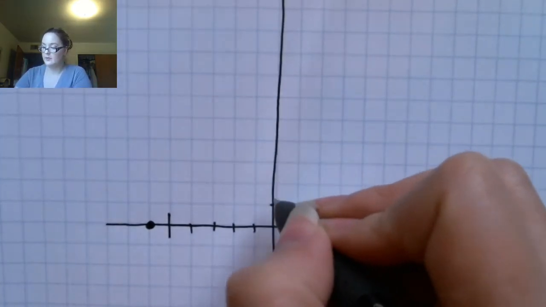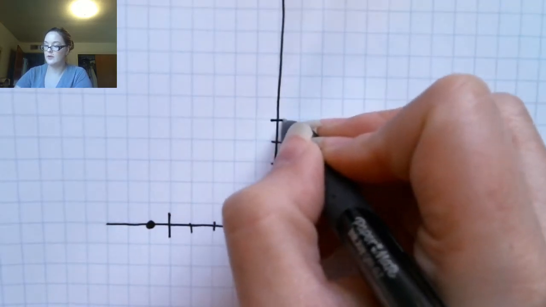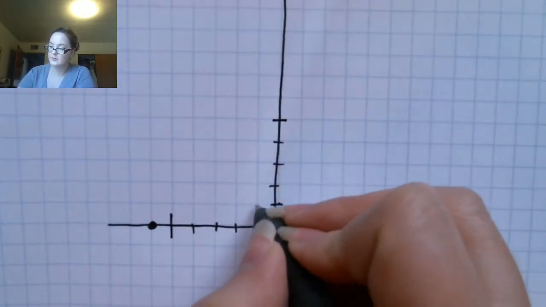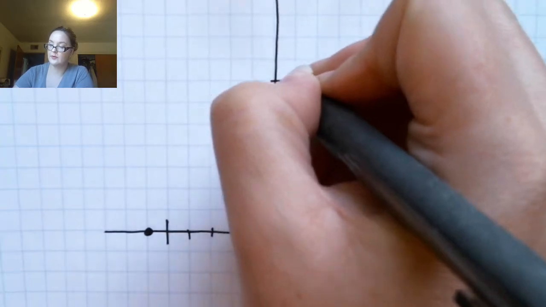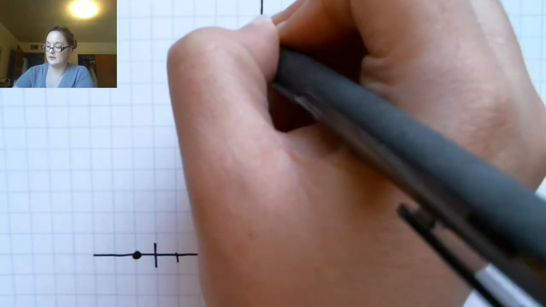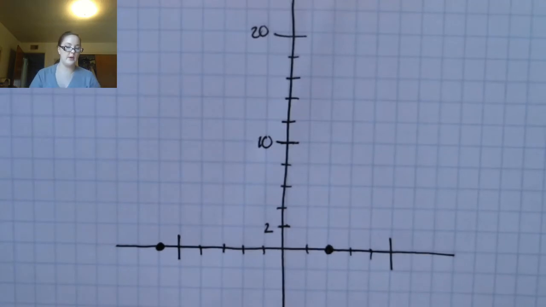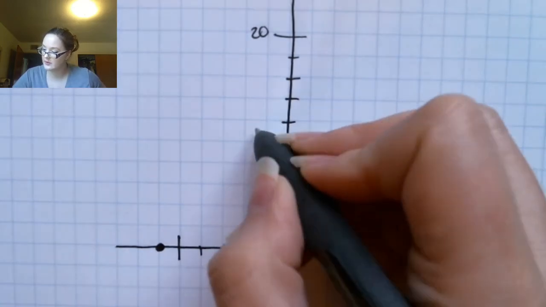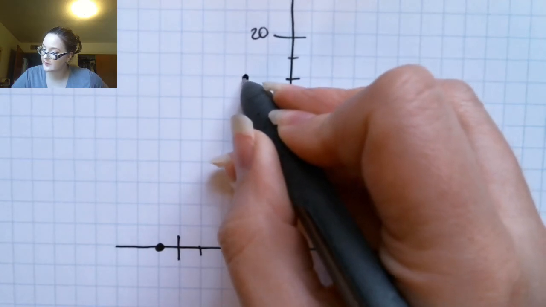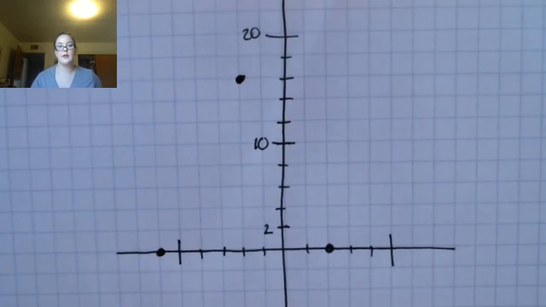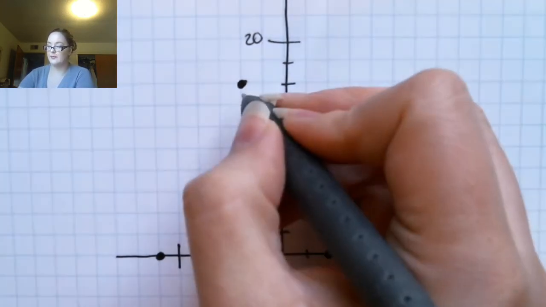All right, so let's mark that. So my vertex will be at 1, 2, 3, 4, 5. Okay, so I'm going to go by twos. So this will be 2, 4, 6, 8, 10. Okay, 12, 14, 16, 18, 20. Okay, so I'm going to mark my vertex at -2, 16. So -2, this is 10, 12, 14, 16. Okay, and now I'm going to graph my parabola.